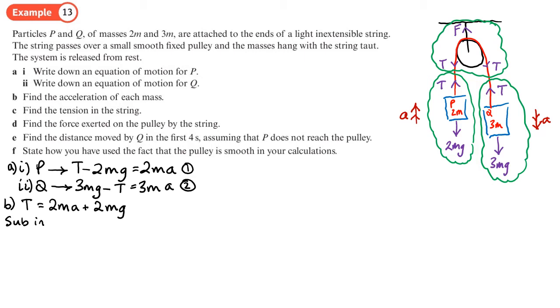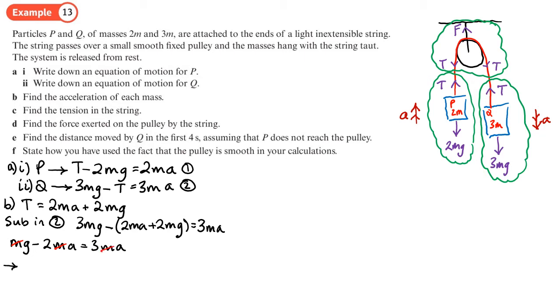If I sub into my equation 2, that'll be 3mg minus T. Now T is 2ma plus 2mg, equals 3ma. Now it looks like m is going to cancel out. Now I can do 3mg minus 2mg, so I've just got mg minus 2ma equals 3ma, and the m's cancel out. So that will leave me with g minus 2a equals 3a.